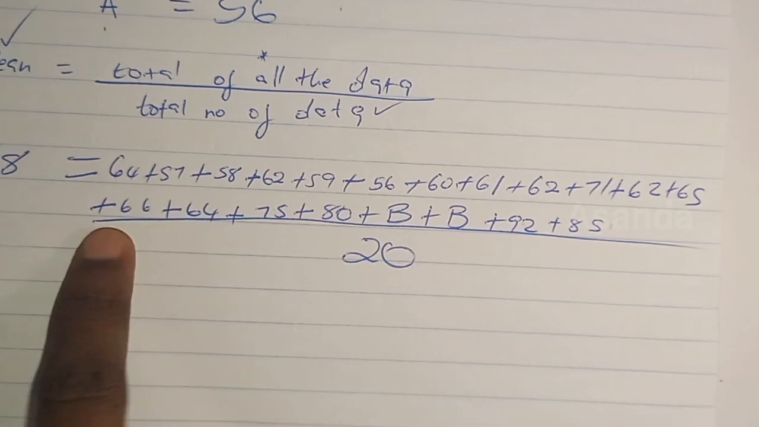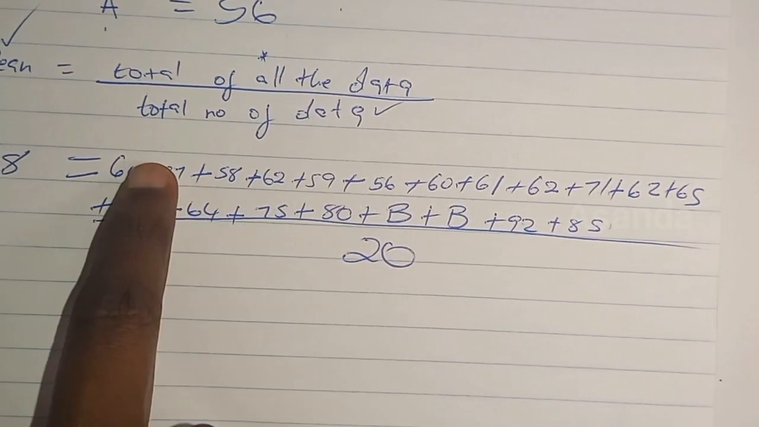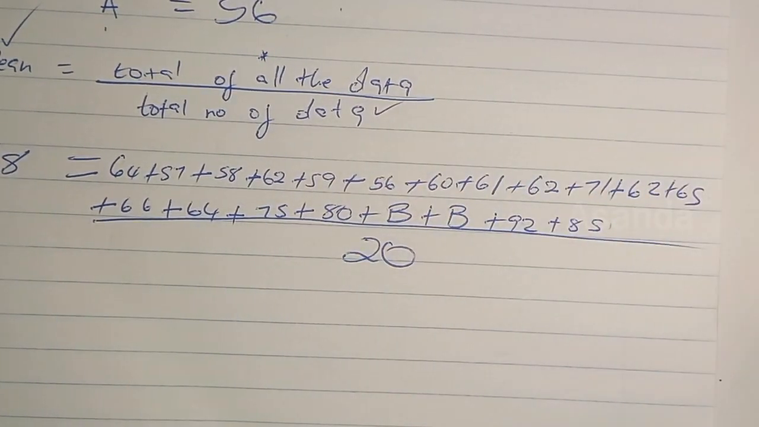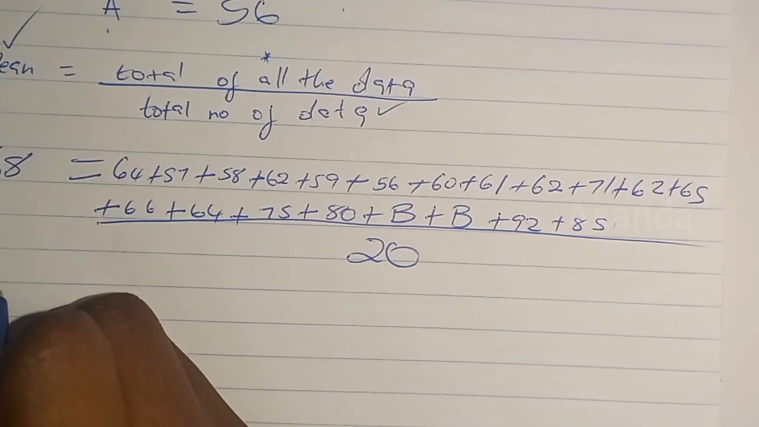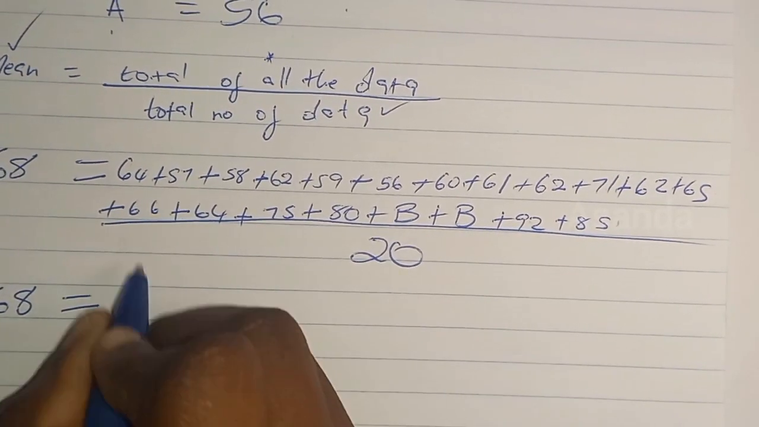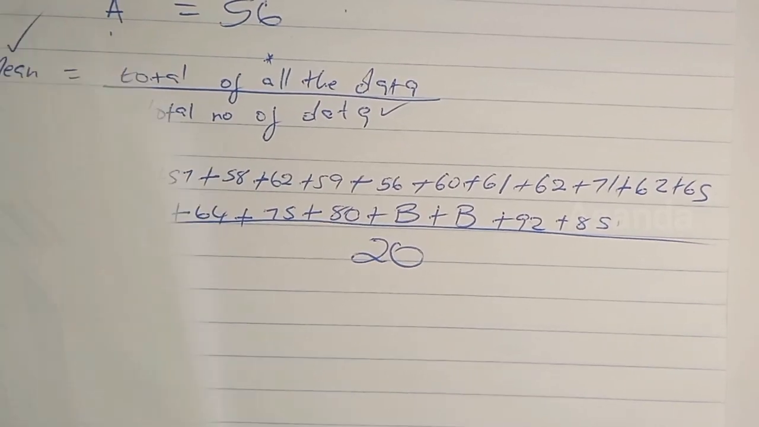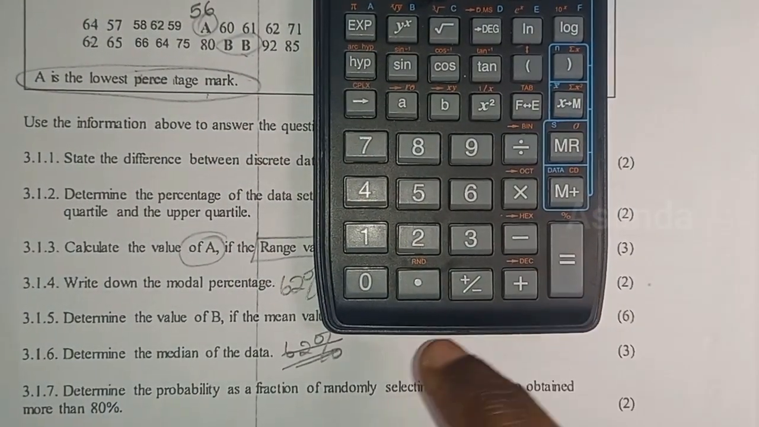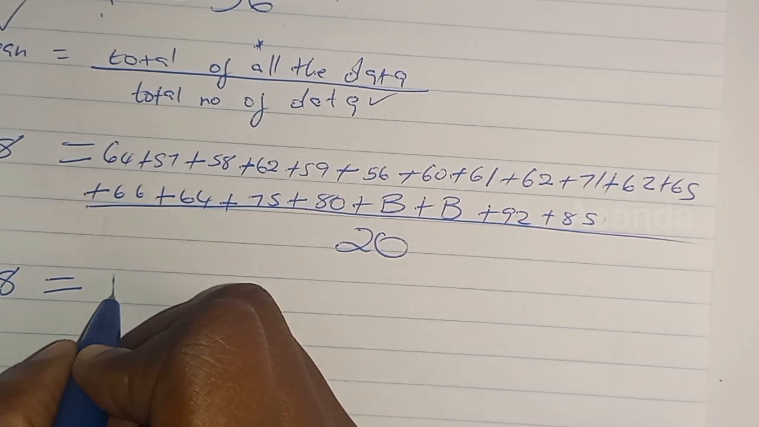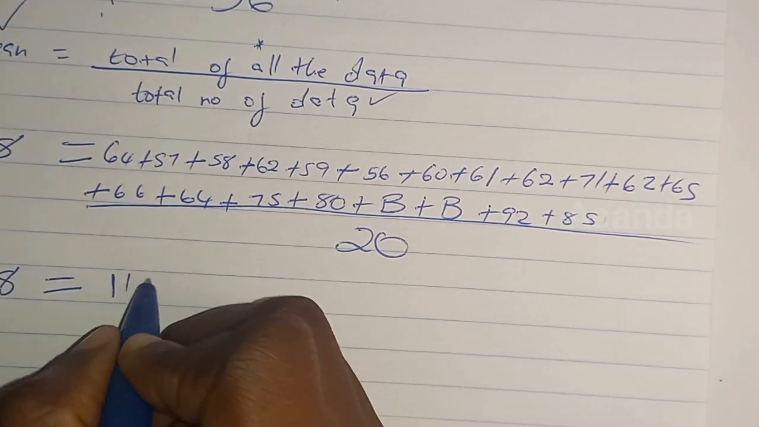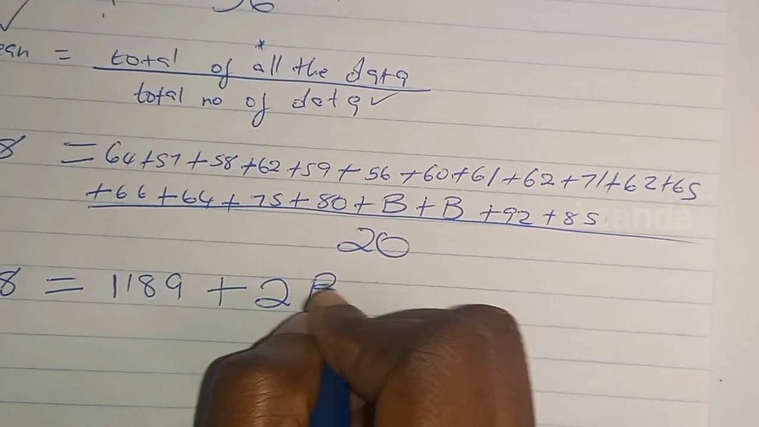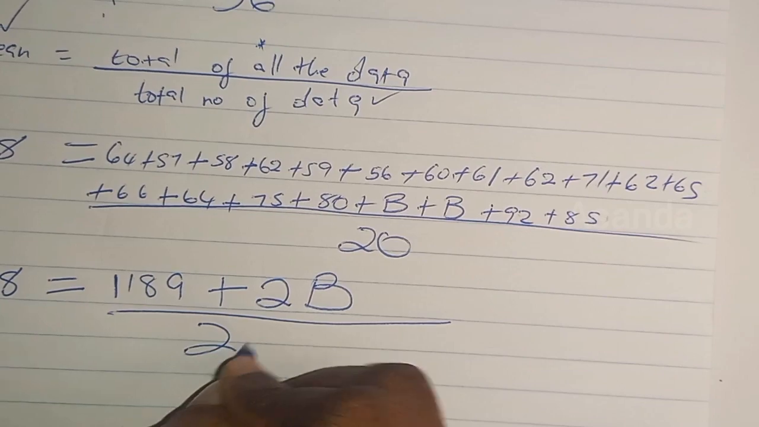And then the first step is I'm going to add all these numbers. And this is B plus B. There's two B's here, right? So I'm going to say 68 is equal to, and then I'm going to add the numbers. I'm going to add them from here in case I wrote one number wrong. 64 plus, so the total there is 1,189 plus, don't forget the B's, they're still there. Two of them, 2B, and then we divide that by 20.